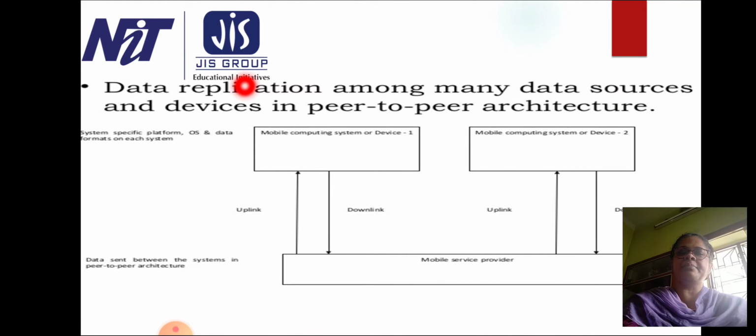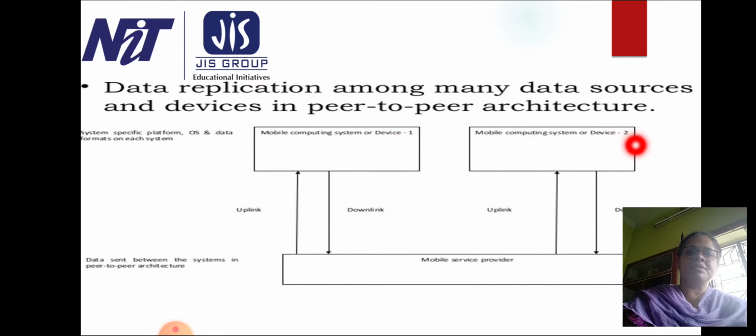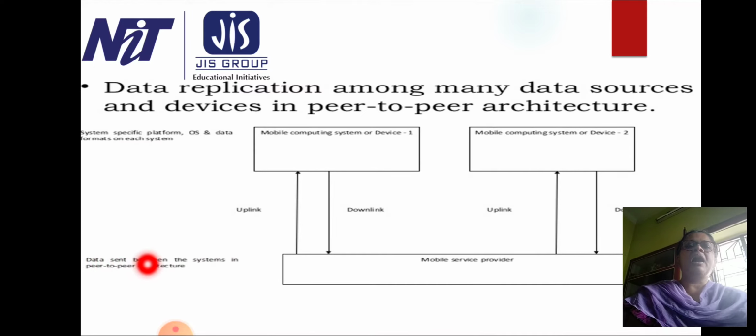Again, it is a diagrammatic representation of data replication among many data sources and devices in peer-to-peer architecture. Mobile computing system on device 1 and mobile computing system on device 2. In both of these devices, the facility of uplink and downlink is available, and this is the mobile service provider. System specific platform, OS and data formats on each system. Data sent between the systems in peer-to-peer architecture.